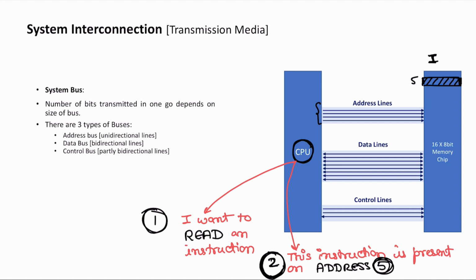Now how is this 5 represented? In binary, if you know binary conversion, you must know that 5 is represented as 101, right?